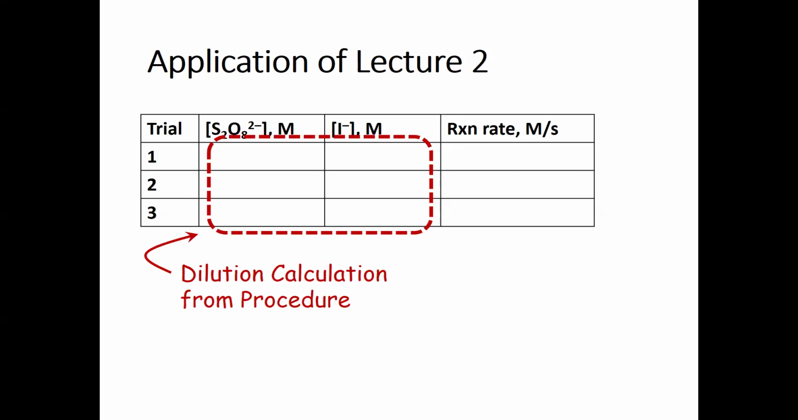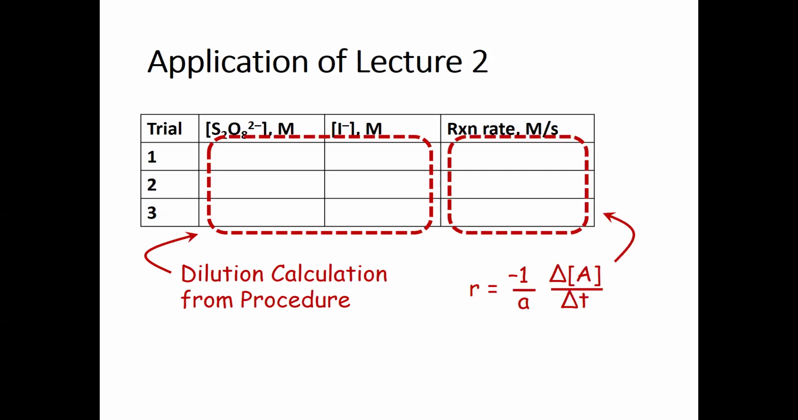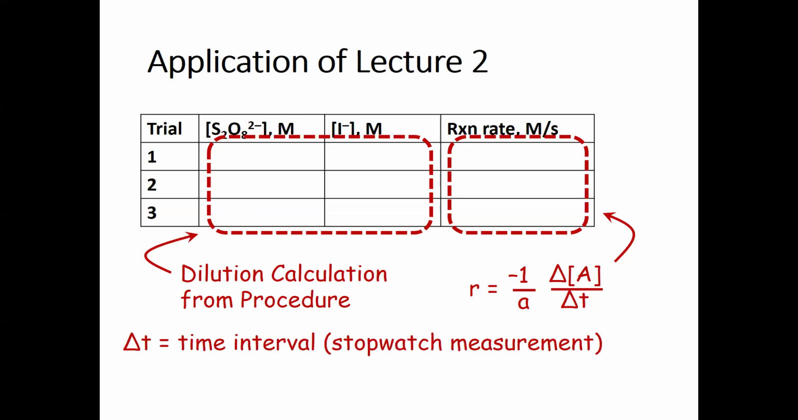For your reaction rate, we learned in our first lecture that a reaction rate is equal to -1 over the coefficient of reactant, whichever one we're interested in, say persulfate, times the change in concentration of persulfate divided by the change in time. So we're going to use this formula to calculate those reaction rates. What do we mean by delta T? Delta T is that time interval between the start of the reaction and when it turned blue. So that's going to be your stopwatch measurement.